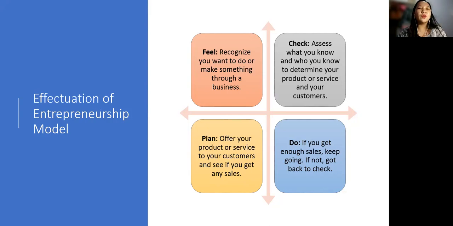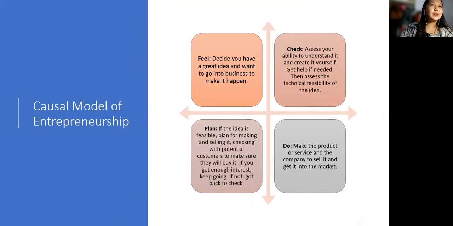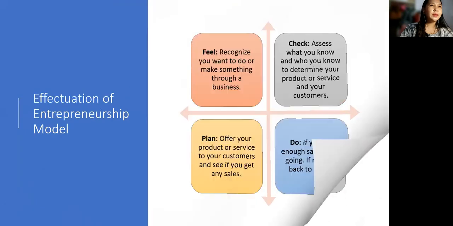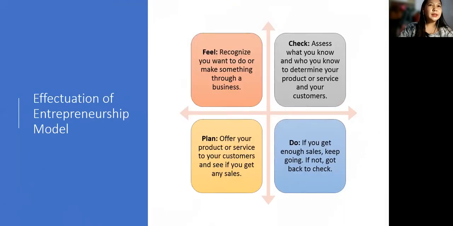So using the four-step model, yung four-step model natin class is yung feel, check, plan, do. Okay. Feel, plan, check, and do rather. So this one is parang yung sa TQM na plan, do, check, act. Okay, so first, dito in this situation of entrepreneurship model, you recognize what you want to do or make something through business.